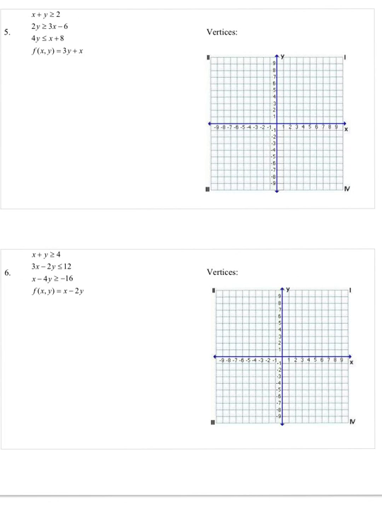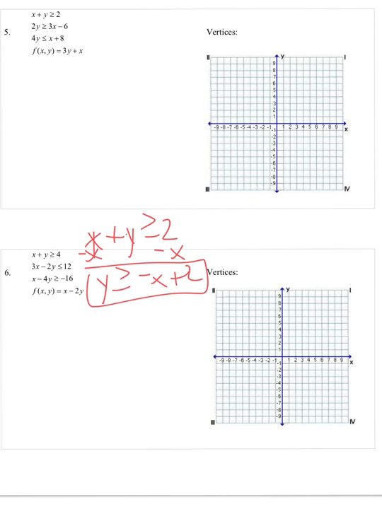So we have x plus y is greater than or equal to 2. We're going to subtract x from both sides. So y is greater than or equal to negative x plus 2. I'm going to box that one in.